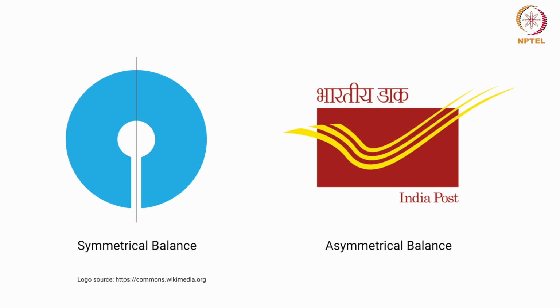But in the case of the India Post logo, you can see there is a variation of the typeface, the choice of typeface, which is Devanagari here. Here it's English. Apart from that, if you see this red square, the lines are very dynamic in nature. So with that, if you consider the visual weight, both are balanced, but one is symmetrical in nature, one is asymmetrical in nature.